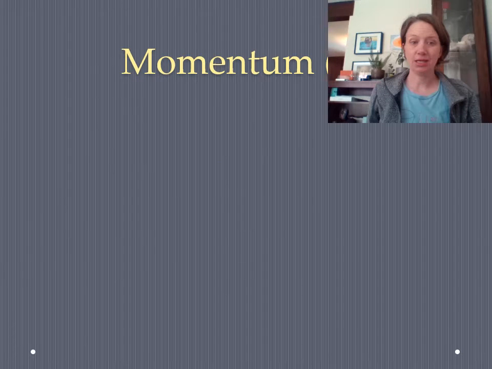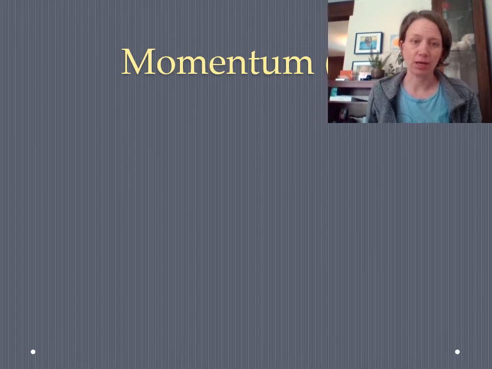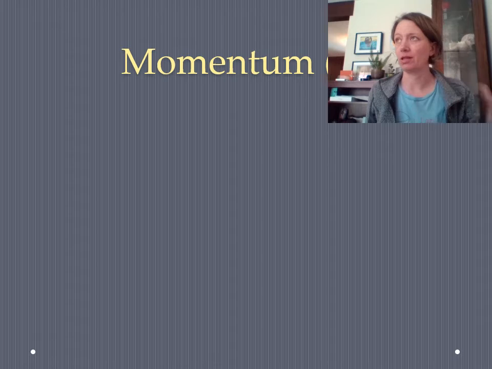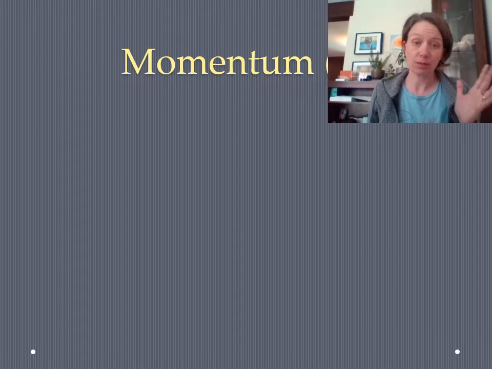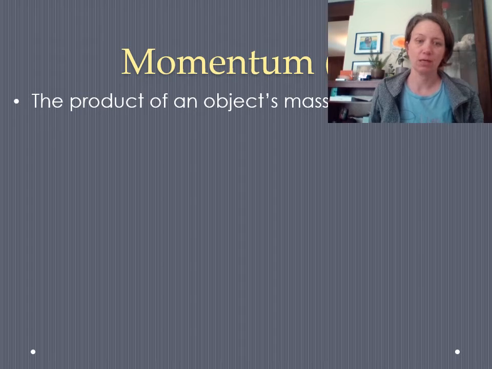So we are going to use the letter P to represent momentum. Why P? I don't really know. I think they used up M for mass already, and so they were looking for something different, and the Latin word for momentum has to do with a P or something. But anyway, we use the capital letter P to represent momentum in physics.